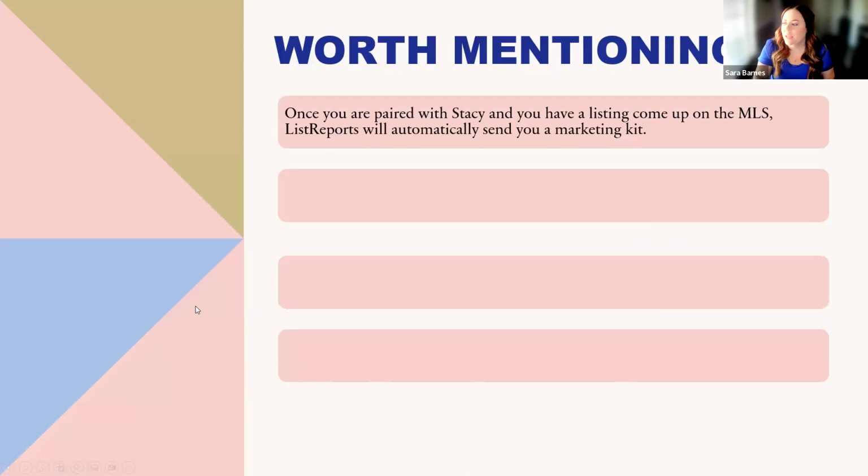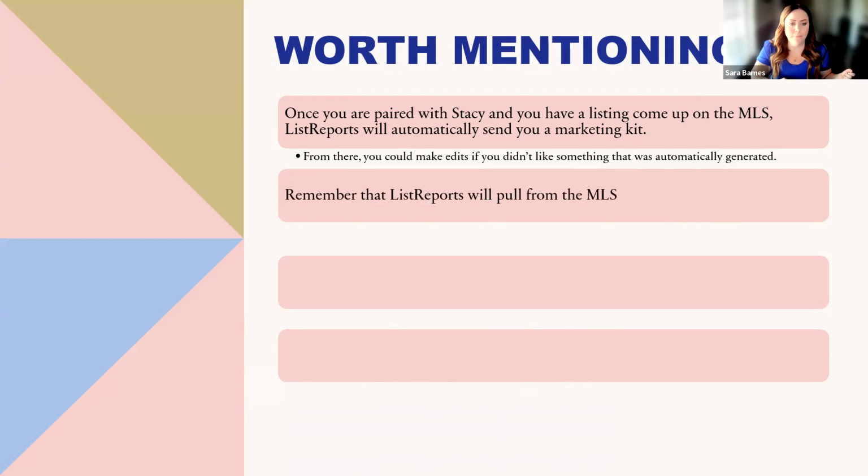All right. So a few things that are just worth mentioning. Once you're paired with Stacy and you have a listing come up on the MLS, ListReports will automatically send you a marketing kit. What's really nice is once you're all set up, if one hits the MLS, it will go into autopilot. It'll automatically send it to you. From there, you can make any edits if you don't like something that was automatically generated. But the nice thing is that you didn't have to take the time to do that. It's automatically sent to you. You could do a quick edit, boom, you're promoting.